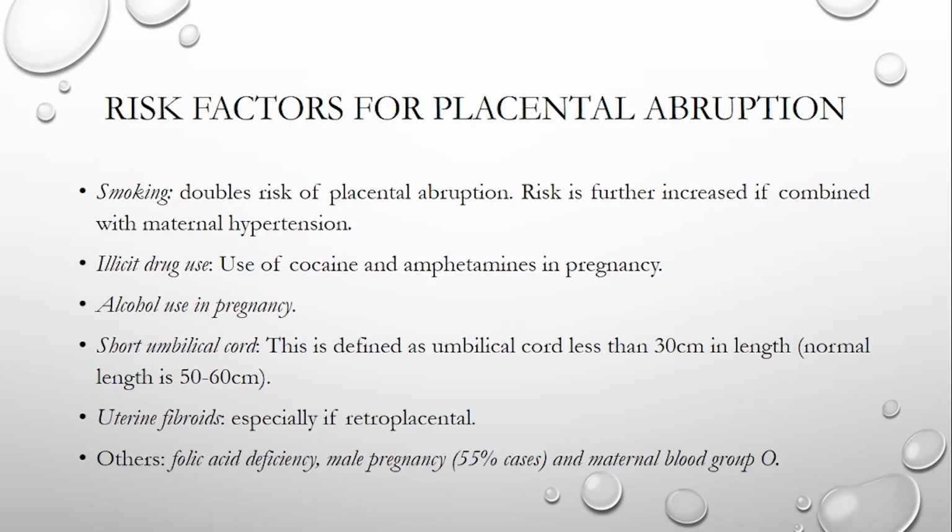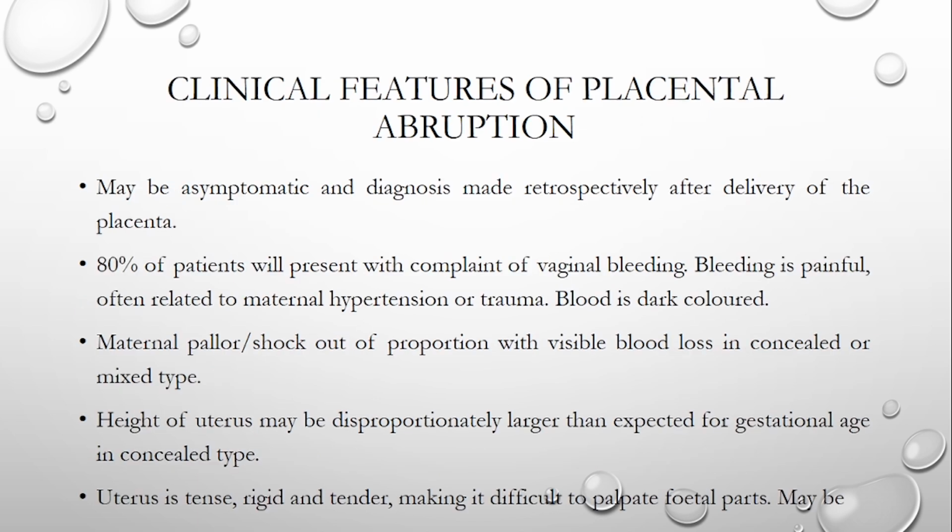Illicit drug use of cocaine and amphetamines in pregnancy, alcohol use in pregnancy, short umbilical cord, uterine fibroids, especially if retroplacental, and things like folic acid deficiencies may result in placenta abruption.